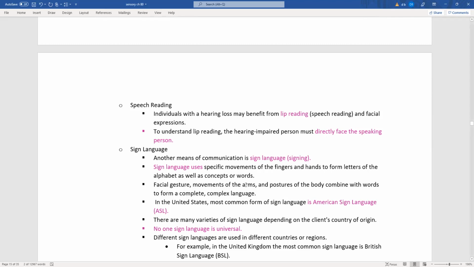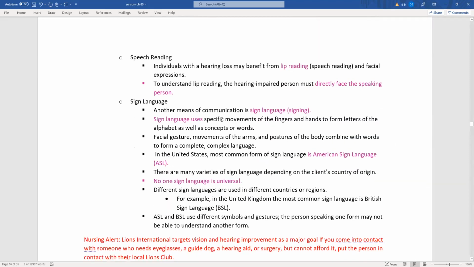You have to face people that cannot hear. Sign languages. I don't need none of that. I mean, but let me read it. Another means of communication is sign language. Sign language uses specific movements of the fingers and hands to form letters of the alphabet, as well as concepts or words. Facial gestures, movement of the arms, and postures of the body combine with words to form a complete, complex language. We know it as ASL in America. That's the most common sign language.